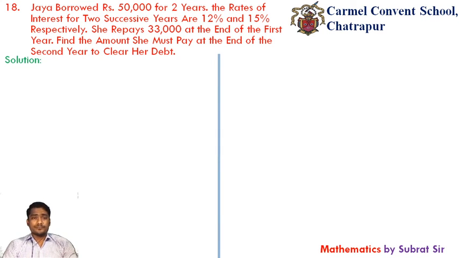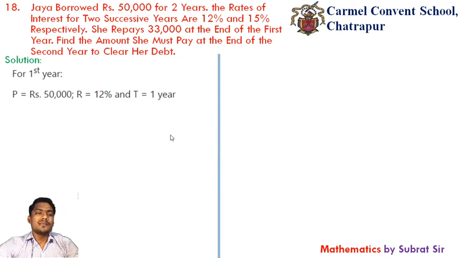So here the principal is 50,000 given, the time period is 2 years, but for the first year the rate of interest is 12% and for the second year the rate of interest is 15%. Okay, so now after 1 year she repays how much money? 33,000. Then we have to find how much amount she must pay after the second year to clear her debt. Okay, so let us find the solution.